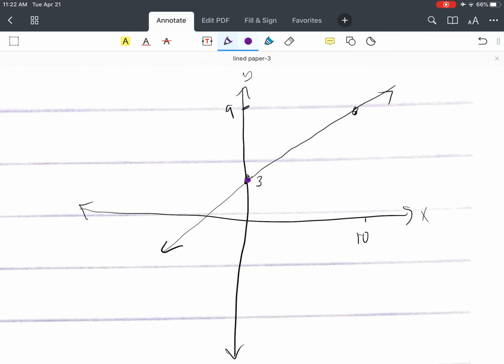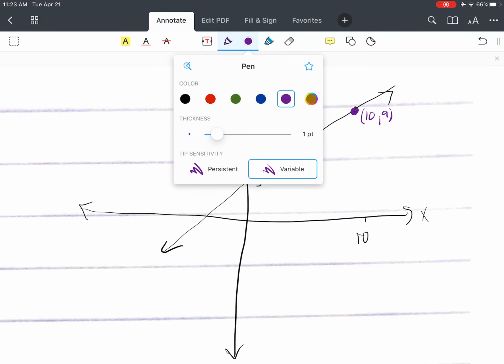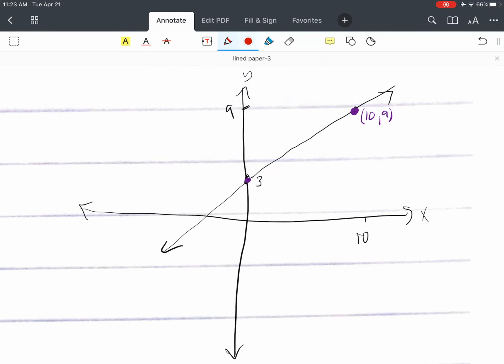So we know this is one of the points of the graph here on the y-axis. And we also have this point up here. That point is labeled (10, 9). So if you want to find the slope, the very first thing you should do is obviously identify the 2 points. We've done that with purple.